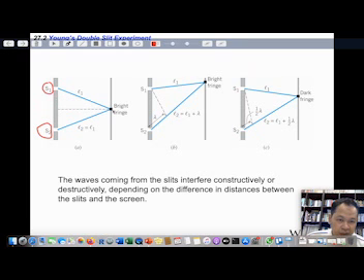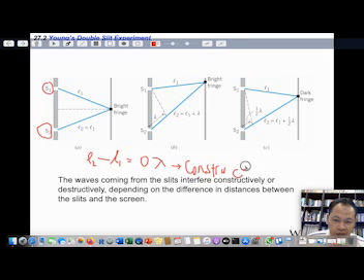First, let's see on the screen here L1 and L2, and you can see L1 is equivalent to L2. What happens if L1 minus L2, the same length, becomes 0 lambda? This will be constructive. So you can find the bright fringe will occur here.